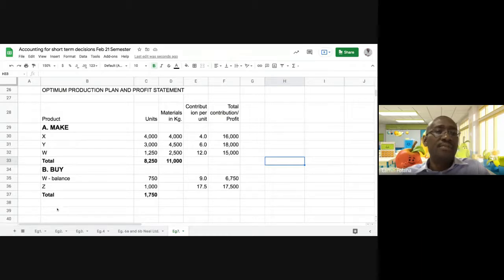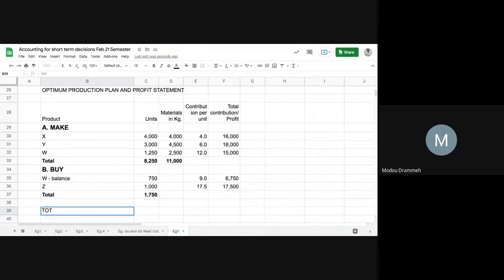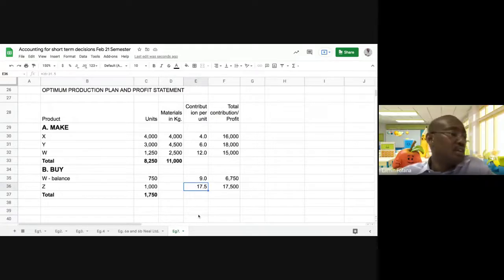Is that okay, everyone? Then we'll have our total. I'm confused with the contribution of Z. Sorry? The contribution of Z. You have 17.5. Yes, the contribution of Z, we took the selling price per unit for Z, less the purchase price per unit for Z. So that is 39 selling price per unit, less 21.5.